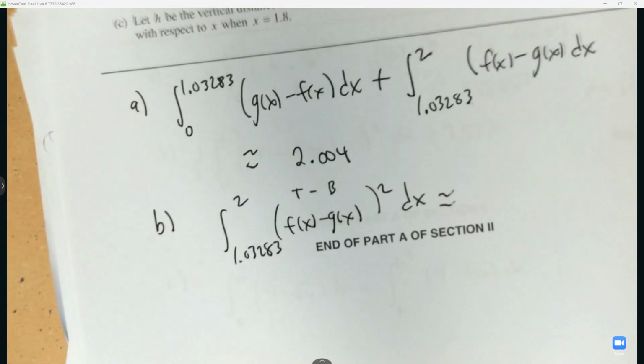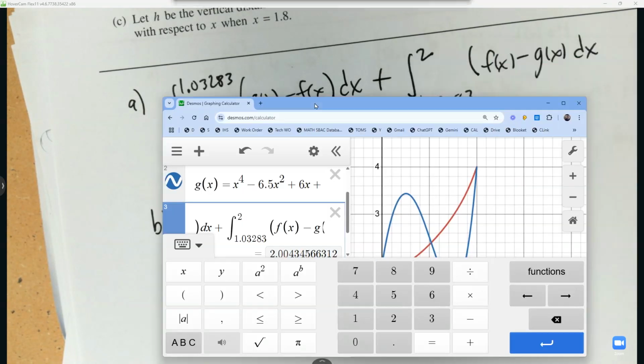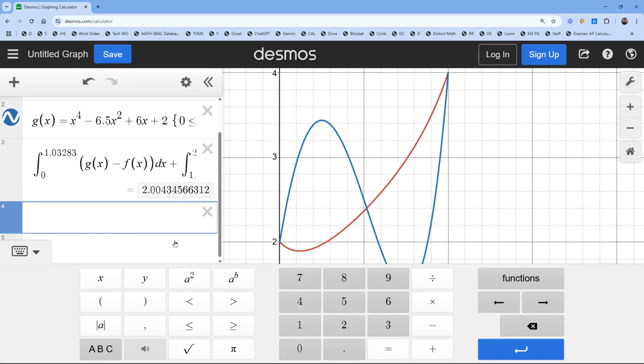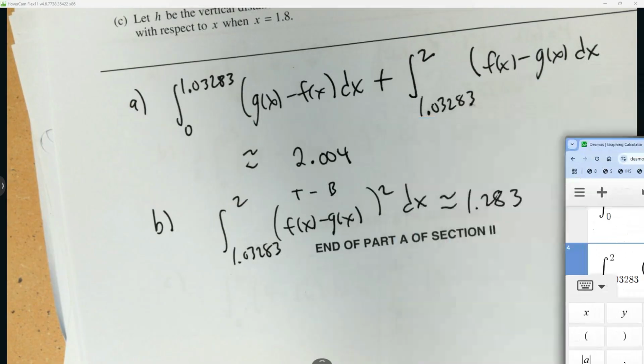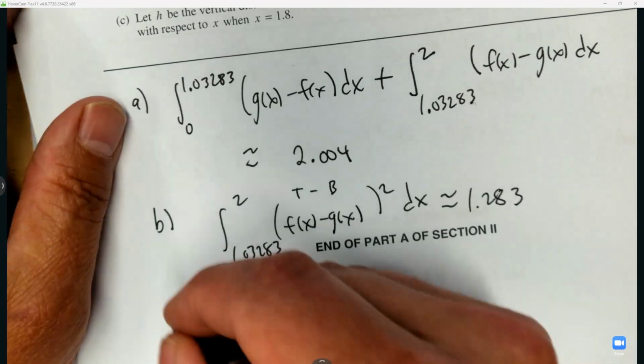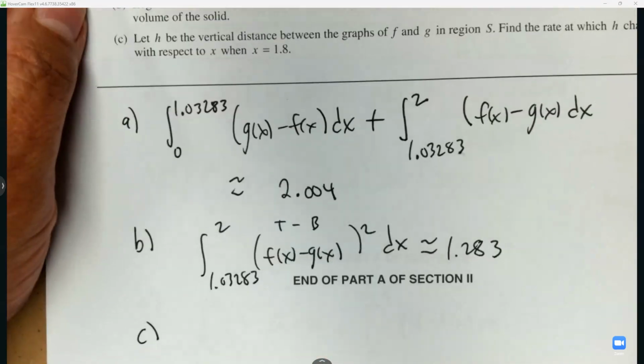And now go back to your calculator and type that in. So again, 1.03283 to 2, and it is f at x subtract g at x, and it's squared. And I get 1.283. All right, we're almost there. Okay, press pause and try the last one. And then once you've done your best effort, I'll help you through it.